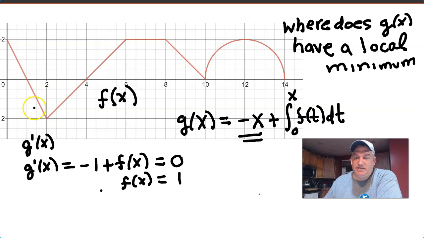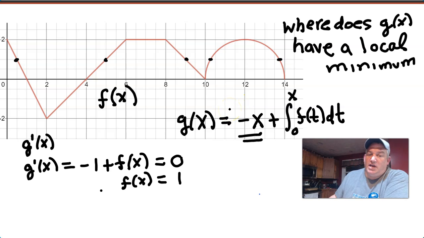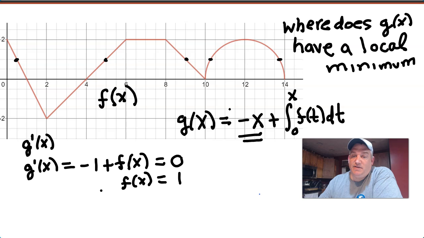So when f of x is equal to 1, it looks like right here, and right there, and here, and right there, and we also have a point right there. So it looks like g of x does have 5 critical points.